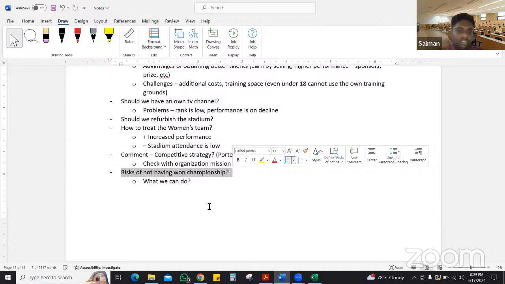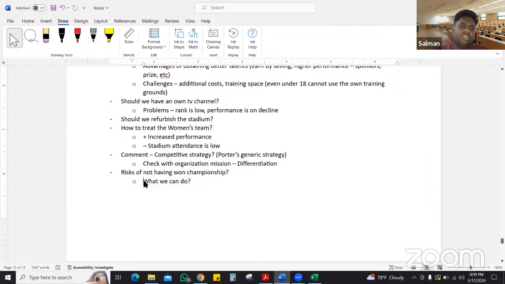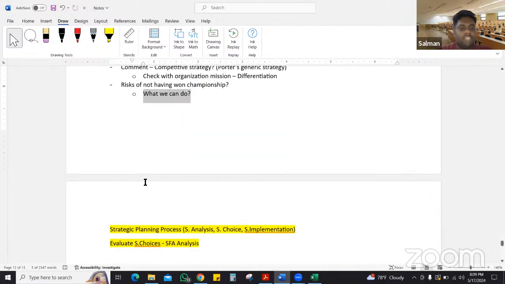Major problems. What can we do? We had discussed many things. Spending money. We have one of the best training facilities. Why don't we spend money, purchase some better players? Why don't we start an academy so that we can increase our future performance? Okay. And find any other bottlenecks.